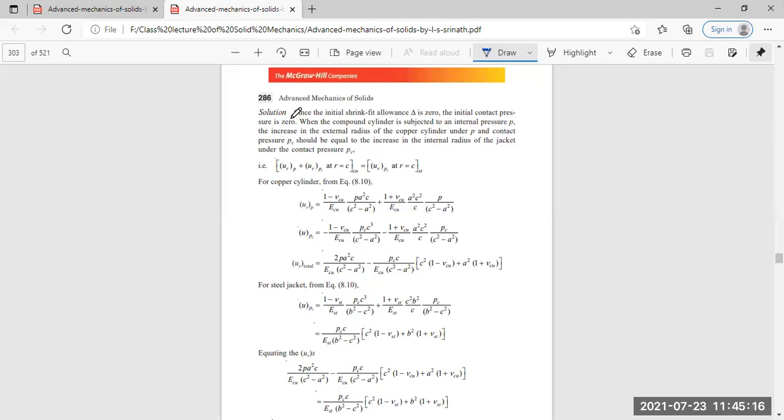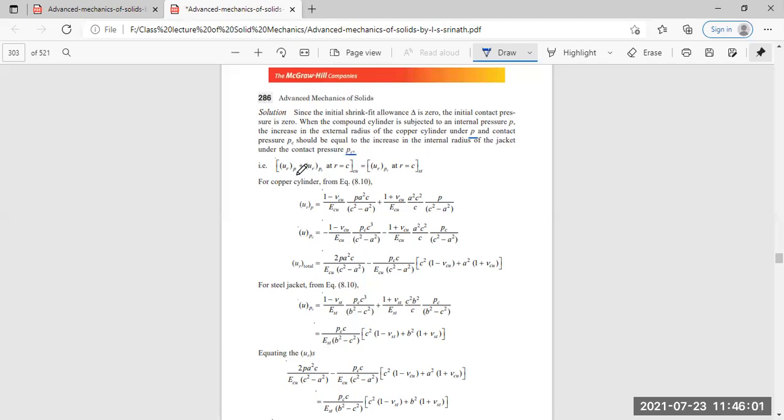So due to the action of P, the internal radius of the copper pipe will increase, and that increase will be equal to the increase of the internal radius of the steel pipe under the action of the contact pressure PC itself. So due to the action of P, meaning the internal fluid, the internal radius of the copper tube is increasing, and due to the action of the external pressure inside the jacket, the radius of the steel tube will increase to a certain extent. So first was due to P, and second was due to PC itself.